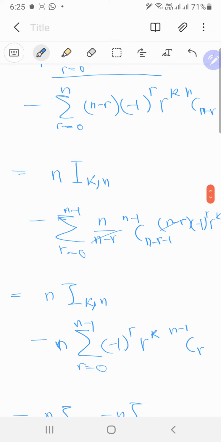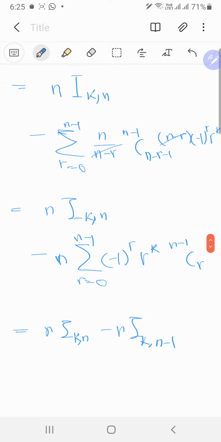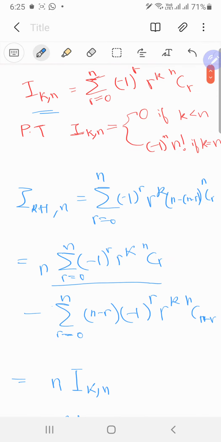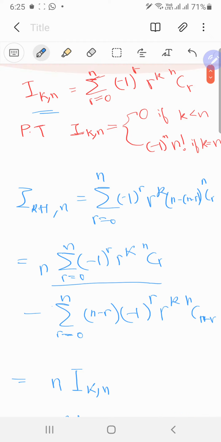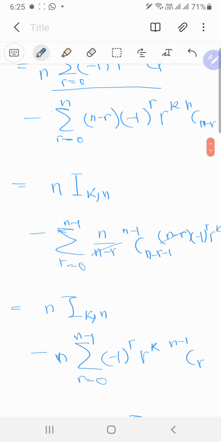So what we just did is that we actually got a recursion over here. So I sub k plus 1 comma n should be n times I sub k comma n minus I sub k comma n minus 1. Okay, so here's where this induction step comes in, and you get this choice whether k is less than n or k is equal to n or stuff like that.